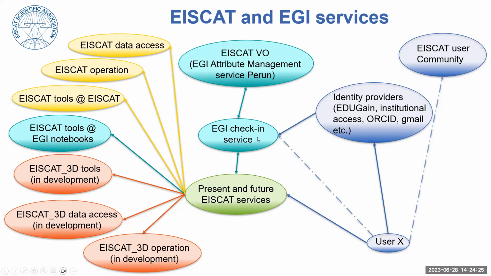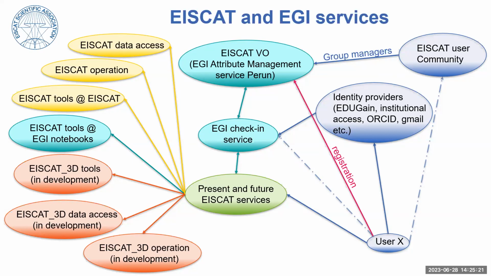and EGI Check-in will check with the EISCAT virtual organization, and based on the placement in the groups, it will know to tell our services if this user can access the given service he is trying to access. So what we need from users in our community is that the user needs to register in our EISCAT virtual organization, and we need to have some group managers from the community that would ensure that the groups have the users that are supposed to be there and are supposed to have the access to whatever we enable for them.